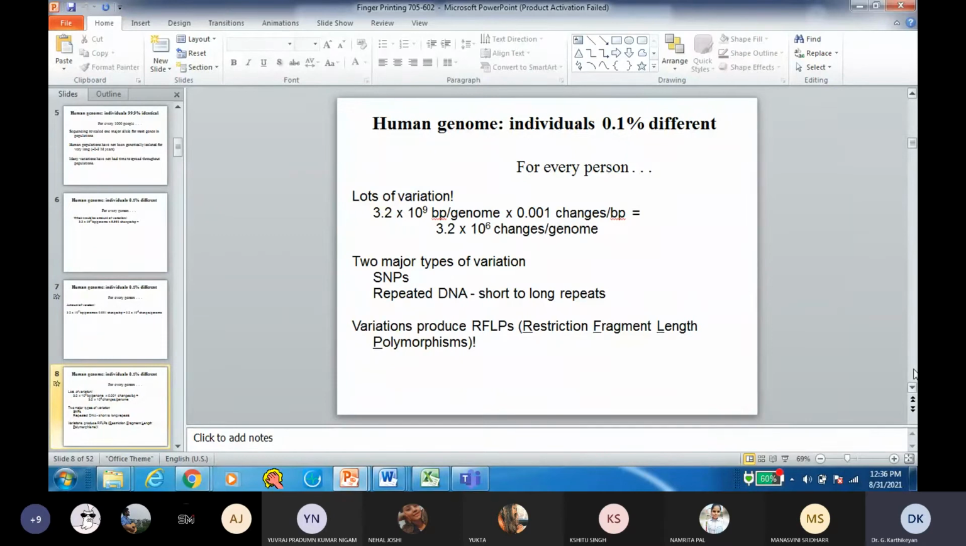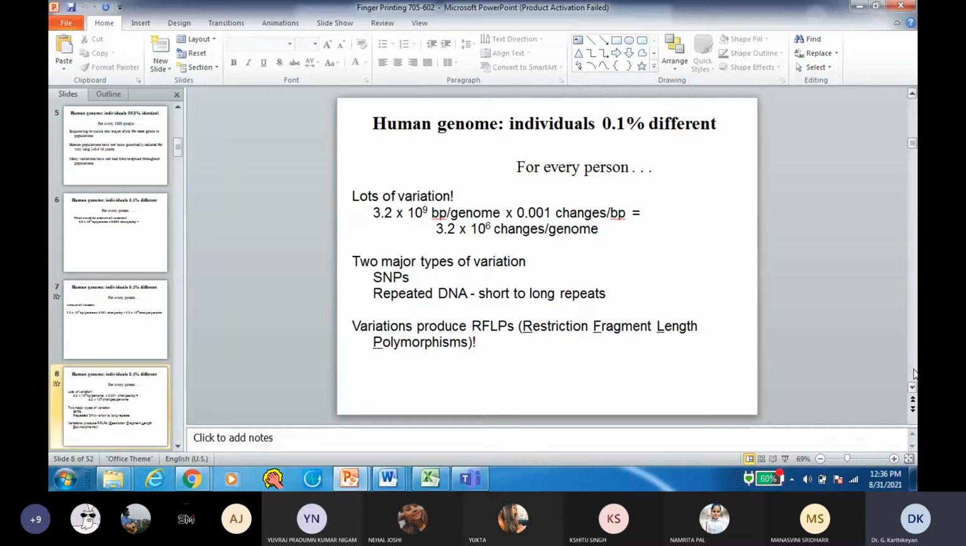And there are two major types of variation. One is called single nucleotide polymorphisms, where you take any gene, and if you were to sequence say 1,000-odd people, you will see there will be random genetic changes, where in the majority of the population you may have adenine. In some people it may be replaced by guanine, in some by cytosine, in some by thymine, without affecting the functionality.